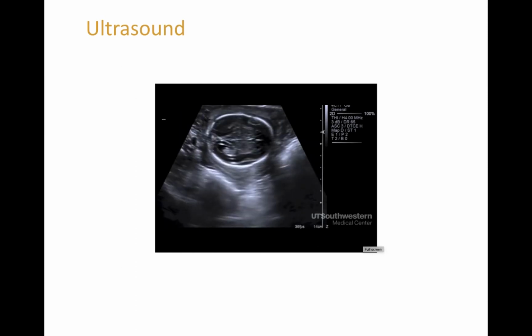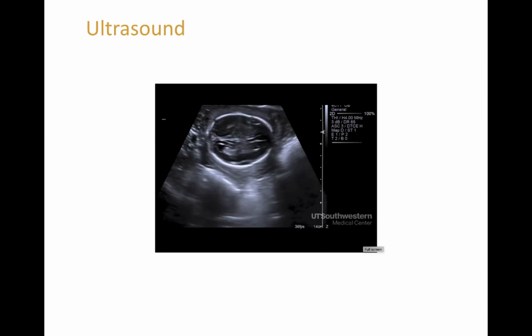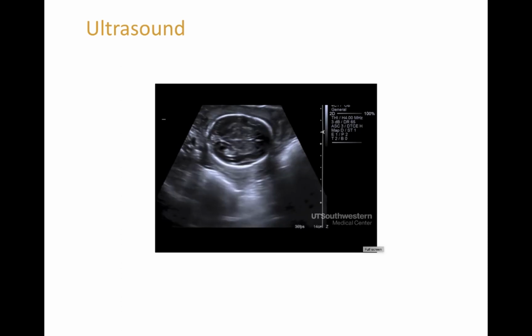We want to look closely at some structures inside the brain. The bright area here is the choroid plexus, the part of the brain that makes spinal fluid. This black area next to it is the collection of spinal fluid in the brain. We measure it to make sure there isn't hydrocephaly or too much fluid in the brain.